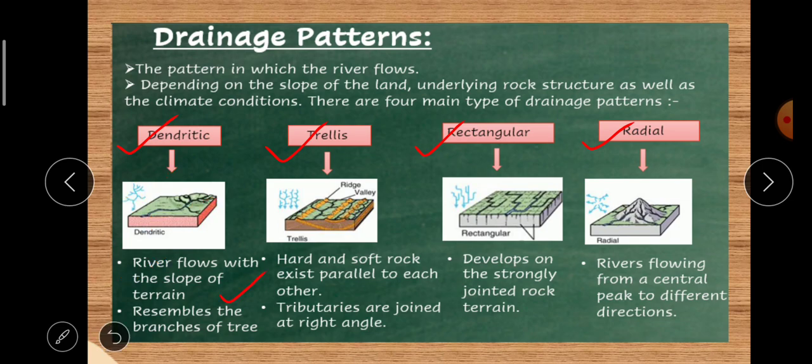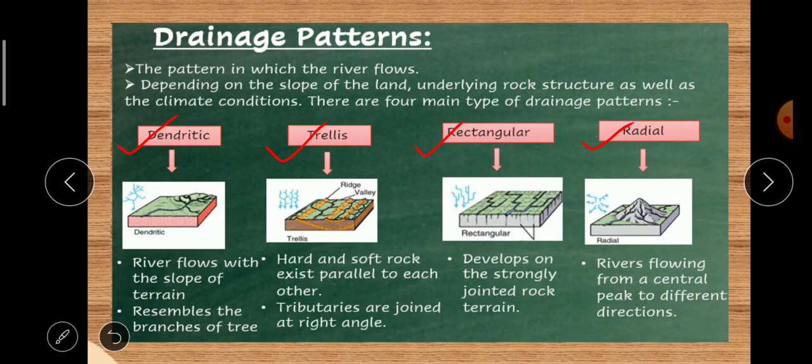Now it resembles the branches of a tree. After forming all the distributaries, taking turns towards the slope, the river which has formed the dendritic pattern will resemble the branches of a tree. Like this is the main river, it is flowing, it will distribute its water like this, and at last it will look like a tree. So this whole resembling of the branches of a tree, flowing towards the slope of terrain, is the dendritic pattern. A good example of dendritic pattern in India is the Ganga river. Yes, the Ganga river is flowing in dendritic pattern and we know it is a Himalayan river.